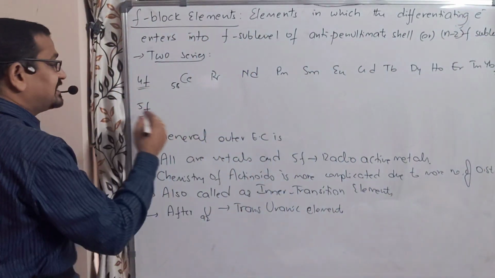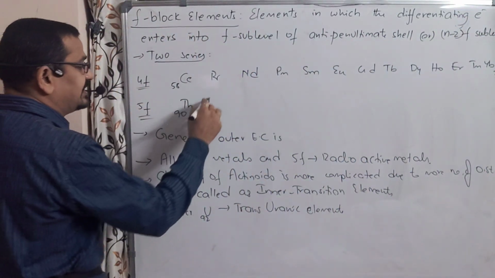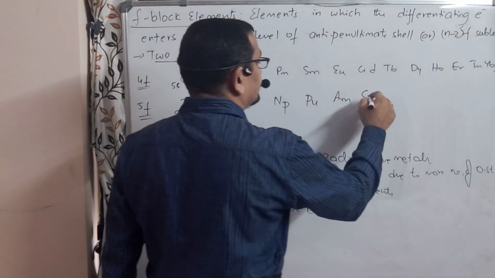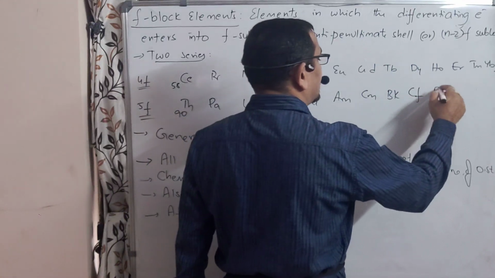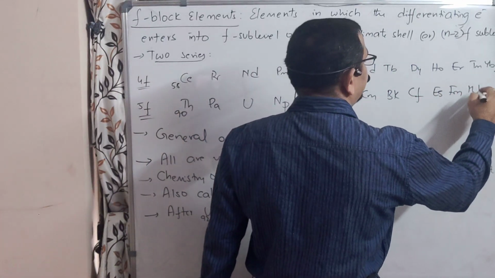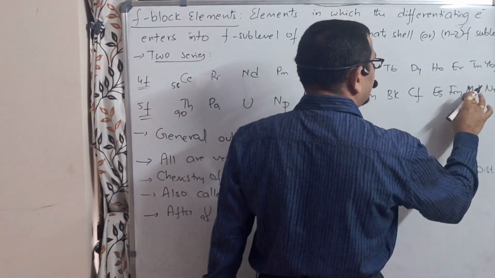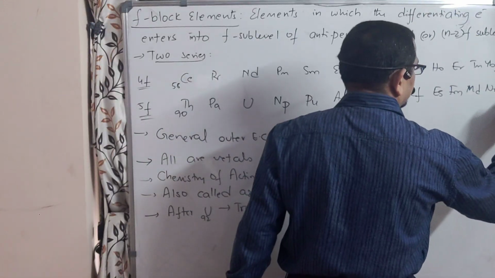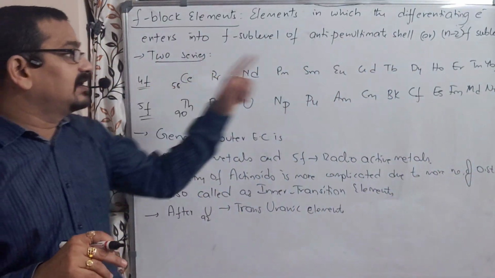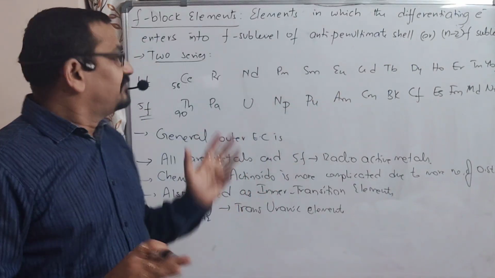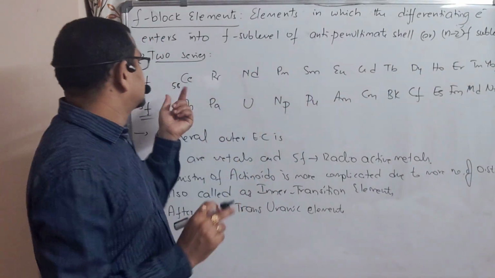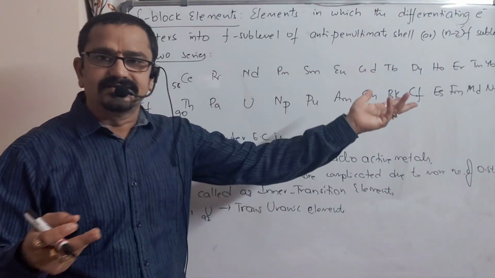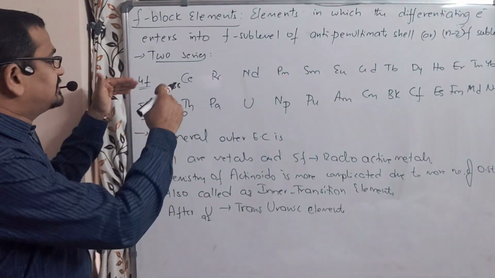And 5F series are thorium, it starts from 90, protactinium, uranium, neptunium, plutonium, americium, curium, berkelium, californium, einsteinium, fermium, mendelevium, nobelium and lawrencium. It is from 90 to 103. At least the beginning and ending elements of this series must be known. Then if any question is asked, suppose element 67 belongs to which block, you can directly answer. Understood? So these are 4f and 5f.